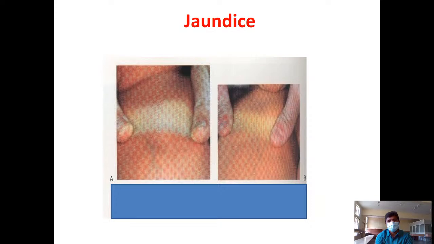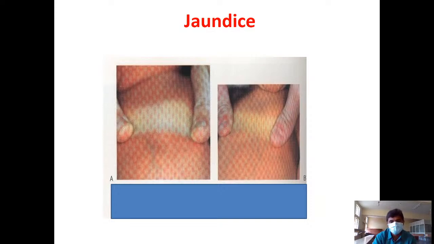When it is limited to the trunk, it can be up to 7 to 8. When it is limited to the abdomen, then it can be up to 10 to 12. When it is reaching the thighs and arms, then it can be 12 to 15, and when it involves the palms and soles, it can be beyond 15. So basically, Kramer staging of icterus.